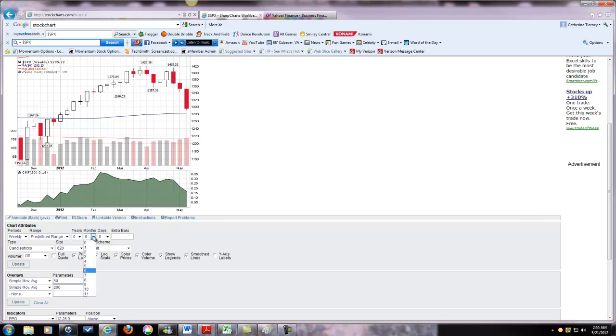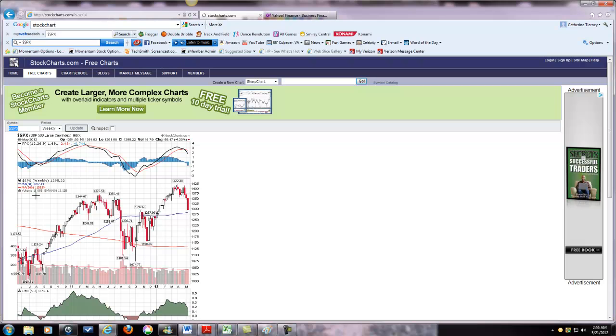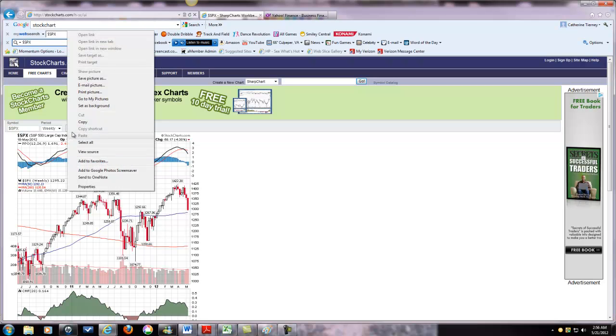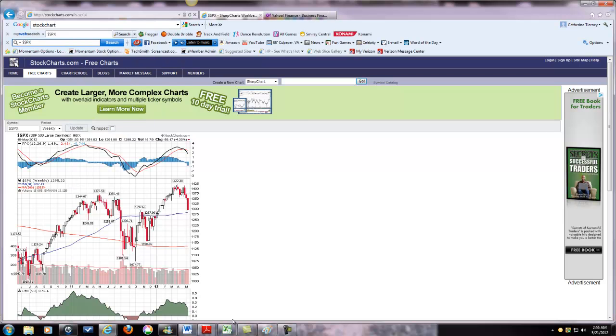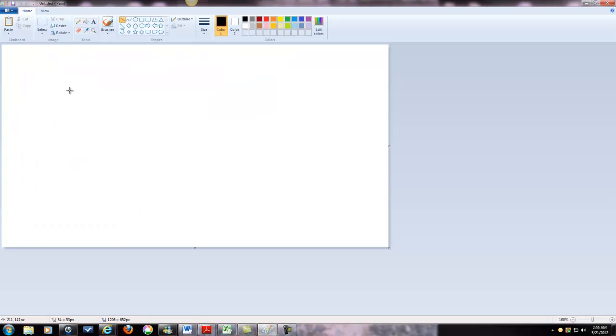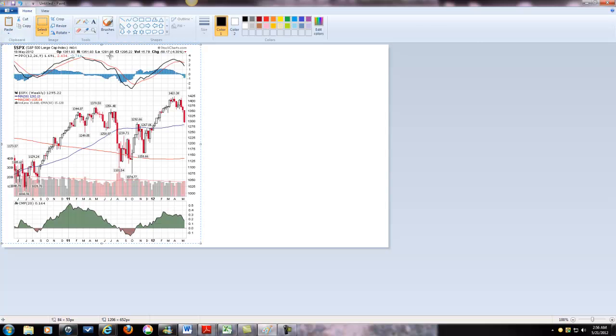That didn't work. Let's see. Here we go. Let's try this again. Okay, this will be the chart you see Monday morning. So what I want to do is kind of copy it and bring it over here and show you how I draw it up. Okay, let me zoom in real quick, give you a better picture here.